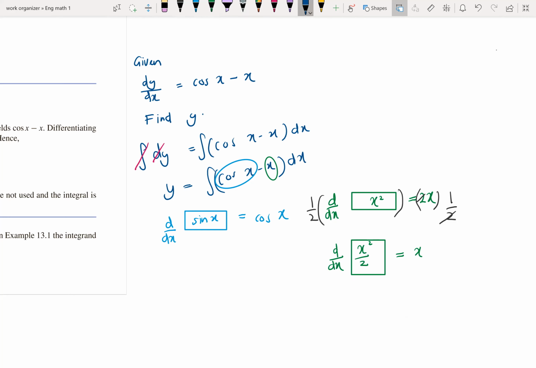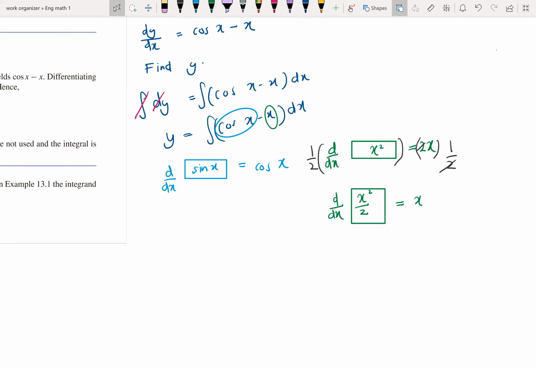So just write back: y equal to sin x, minus x squared over 2, and don't forget plus c. So that's it.